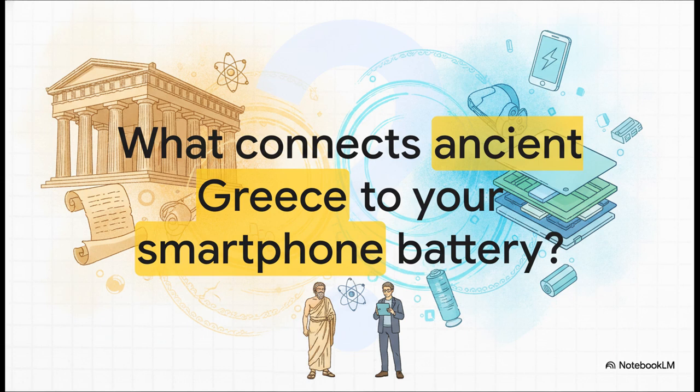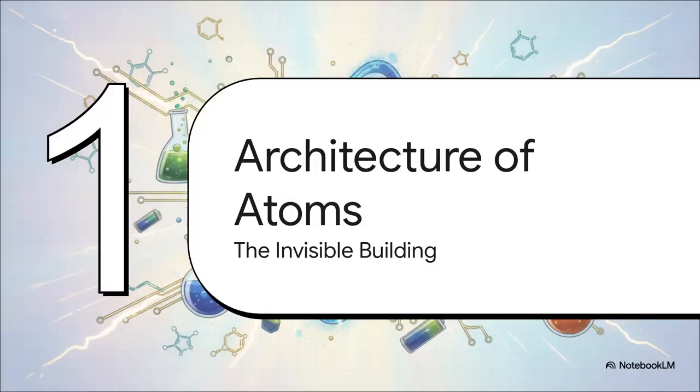Seriously, think about this for a second. What actually connects ancient Greece to the batteries sitting in your pocket right now? Without humanity's earliest quest to understand what fundamentally makes up a block of metal, we couldn't possibly have engineered complex things like lithium-ion cells. Basically, philosophy paved the way for physics, and physics ultimately unlocked the chemistry that powers every piece of modern technology we use. All right, let's jump straight into Section 1, the architecture of atoms.